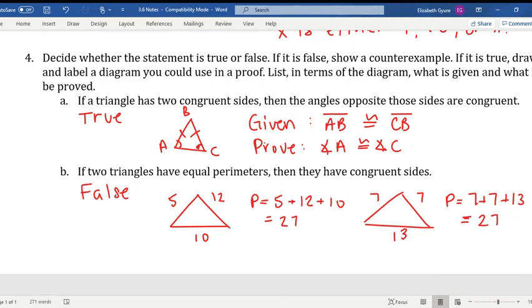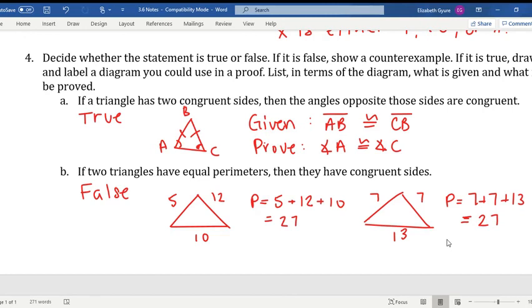So in this example, I have two triangles that have equal perimeters, but their sides are not congruent. So this would be a good counterexample, right? You could show the perimeter of one equals the perimeter of the other, but that the sides are not congruent.